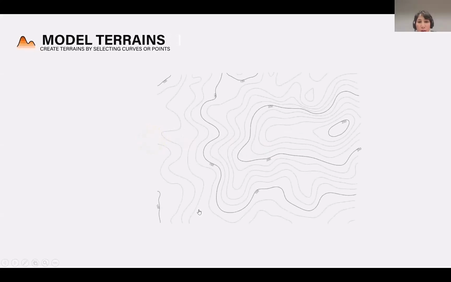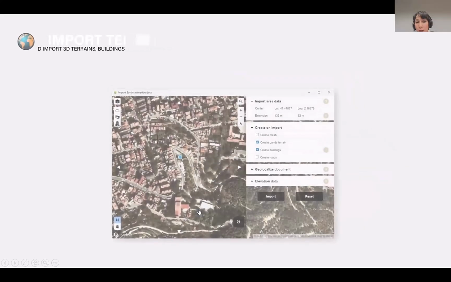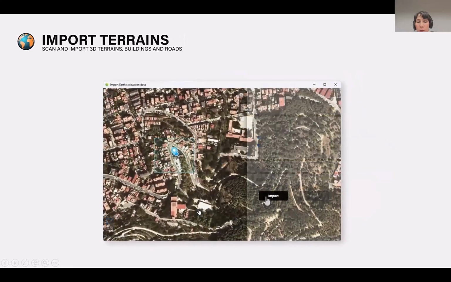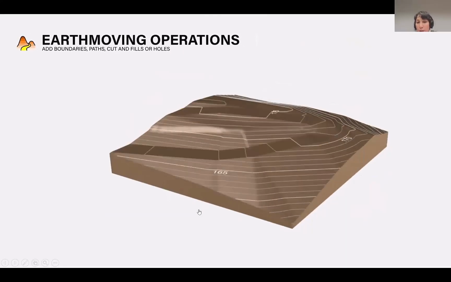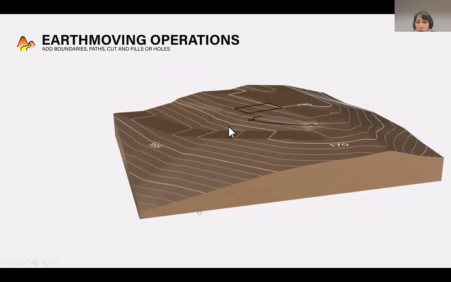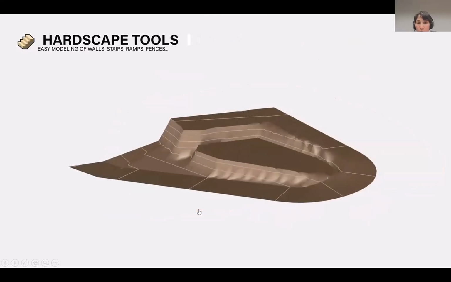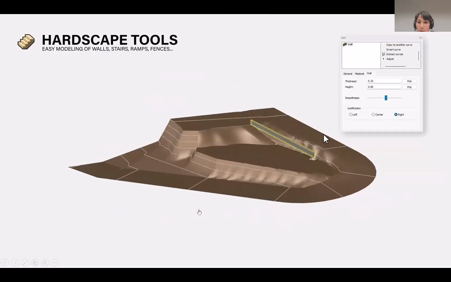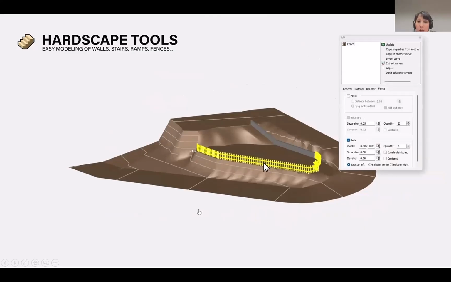So let's see what the design process would be. If we have topographic contours, we can elevate them and generate the terrain. And if we don't have topographic information, we can import the terrain just by selecting the location on the map. Once the terrain is imported, we can add a boundary to the terrain, create different types of operations like cut and fill, or create a path or a hole, for example. And we can continue the design process by adding hardscape objects like walls, which are parametric, fences, stairs, or ramps as well.